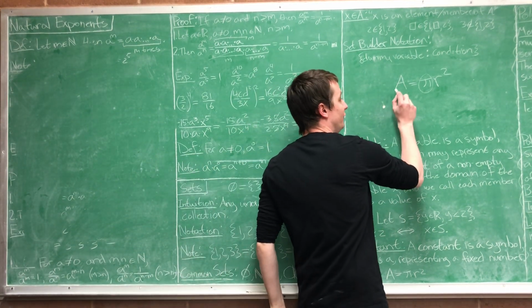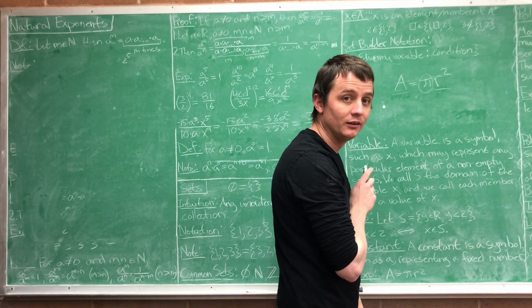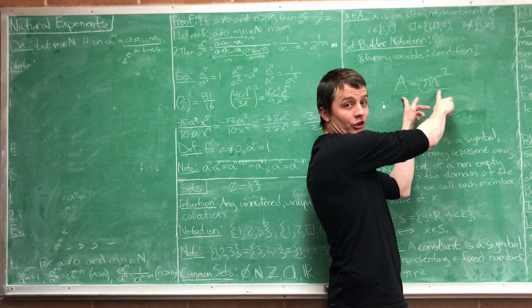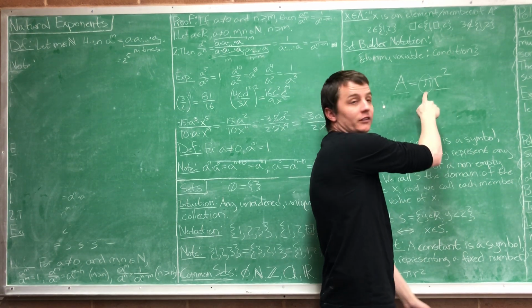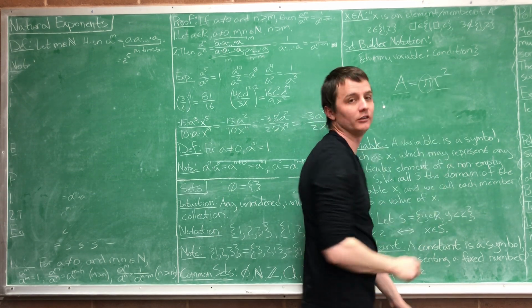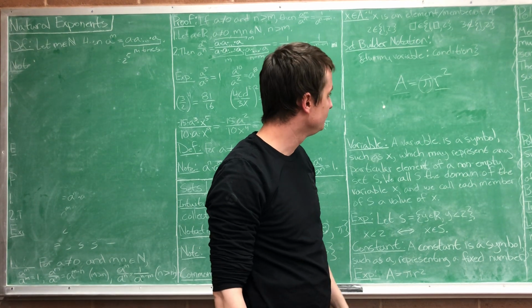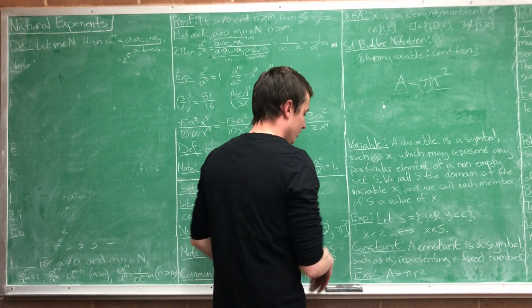But no, so variable, variable, constant. And then 2. These two depend on what circle you're talking about. This is referencing one and only one number. And then 2 is a constant too. Sure. Okay. Good? Yep.